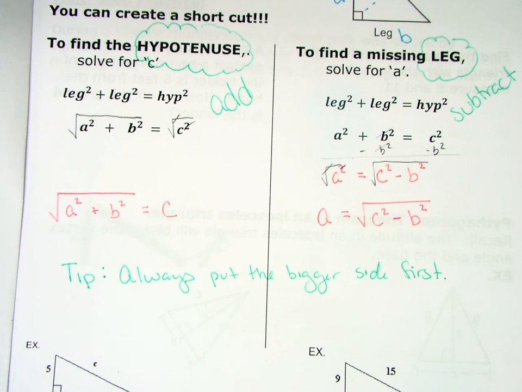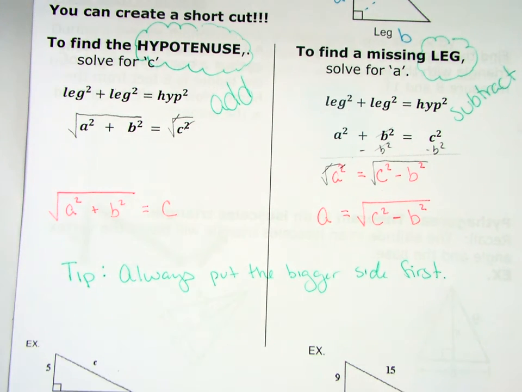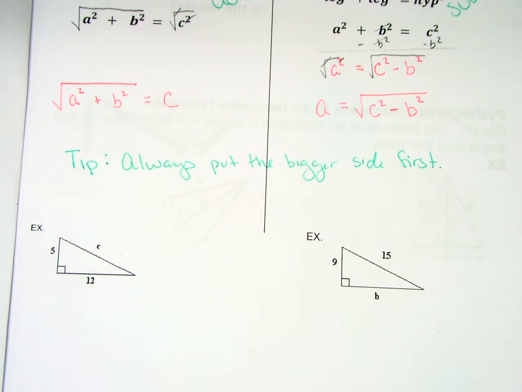You only have to do it for finding a leg, but it'll work for both. So why not do it all the time, right? So you don't have to remember when I need to do it, when I don't need to do it. If you just always do it, you'll never go wrong. If you get it backwards, your calculator will immediately tell you, hey, you messed up. You're not doing things right. Your calculator will tell you. So I'll show you that in the example in a minute.